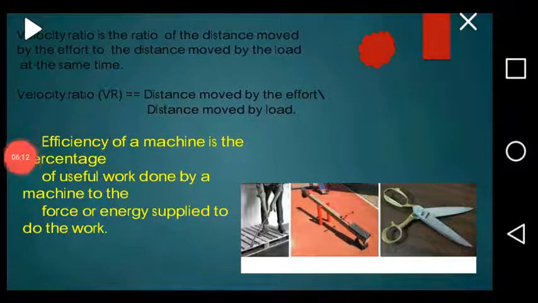Friction is the force that opposes the motion of moving parts of a machine. This friction affects the efficiency of a machine, thereby leading to wearing and tearing of parts of a machine. So therefore, there is no perfect machine due to friction.